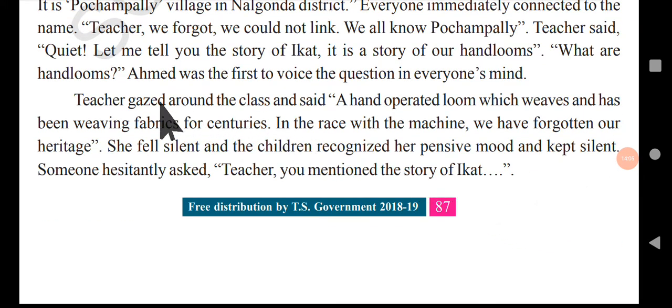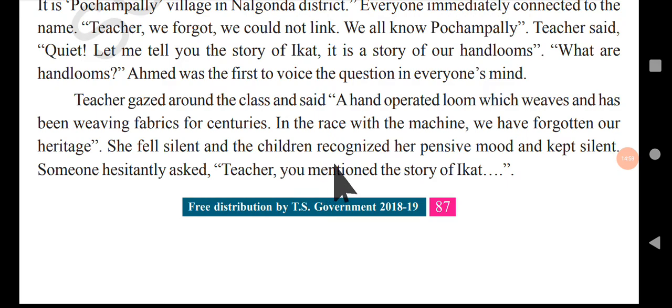So the teacher gazed around the class and said, "A hand operated loom which weaves and has been weaving fabrics for centuries." This handloom is a type of machine which is operated by hand, and it has been weaving saris and different clothes for centuries. In the race with the machine, we have forgotten our heritage, she also mentioned. Because of the competition of modern machinery, we even forgot our heritage. She also mentions that this handloom is our heritage.